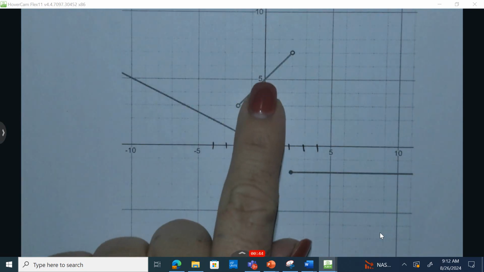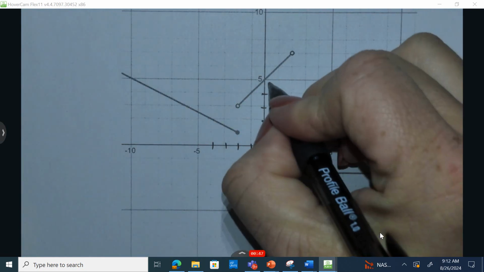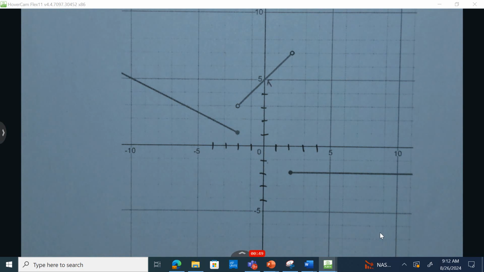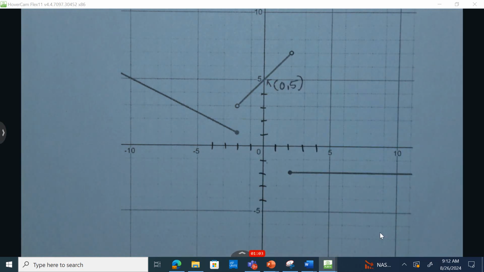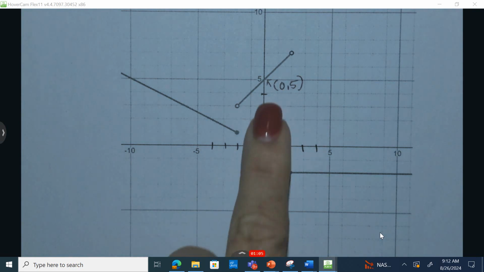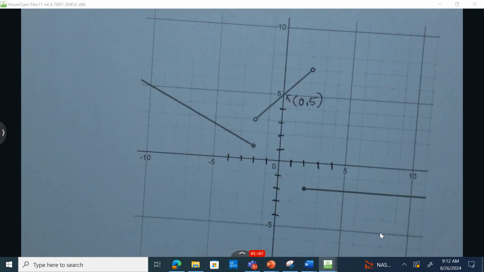Let's look at the y-intercept. The y-intercept can be found right here. I feel confident the majority of you can identify the y-intercept. But how do we write it as an ordered pair? Is it 0, 5, or is it 5, 0? This ordered pair is written as 0, 5. Be very careful that on your quiz you make sure that you have lined up the x's and the y's accordingly.